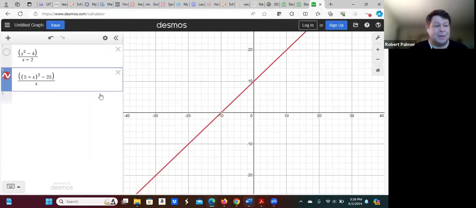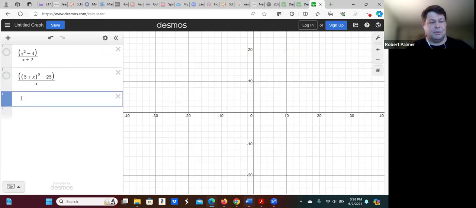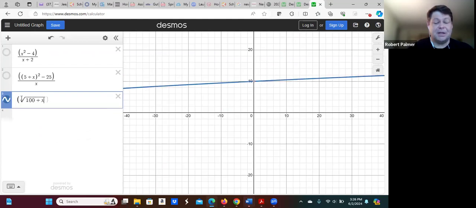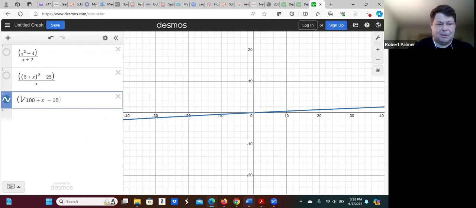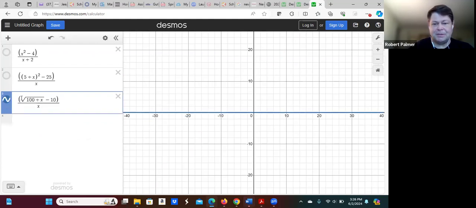As we'll see, it's not going to be as bad as it may look. Okay, so I'm going to do a large numerator. So put parentheses and do square root, SQRT. So 100 plus, I'm going to use x instead of h, minus 10, close the parentheses, divided by x.